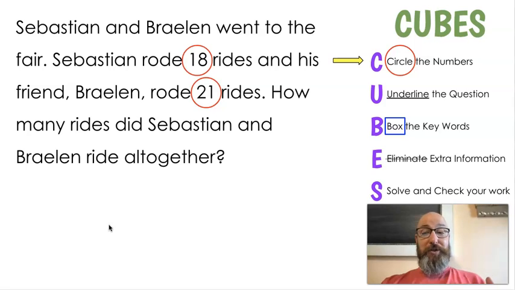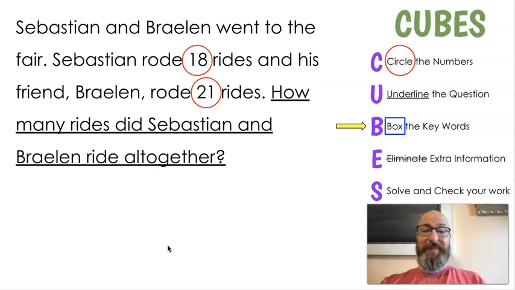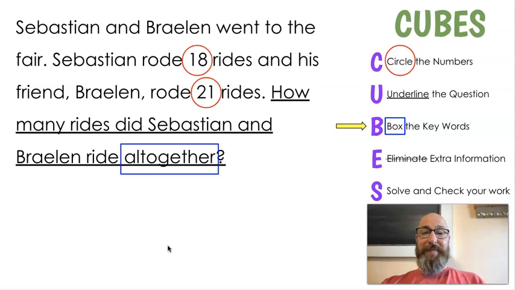Next, we're going to go to U. What does U stand for? Underline the question. Look in the question. Do you see the question in the word problem? Again, look for the question mark. How many rides did Sebastian and Braylon ride all together? Now look in there. Do you see any keywords? Box the keywords. All together is correct. So we already know the numbers. We know what we're being asked to find out, and we know that we're going to add because all together means add.